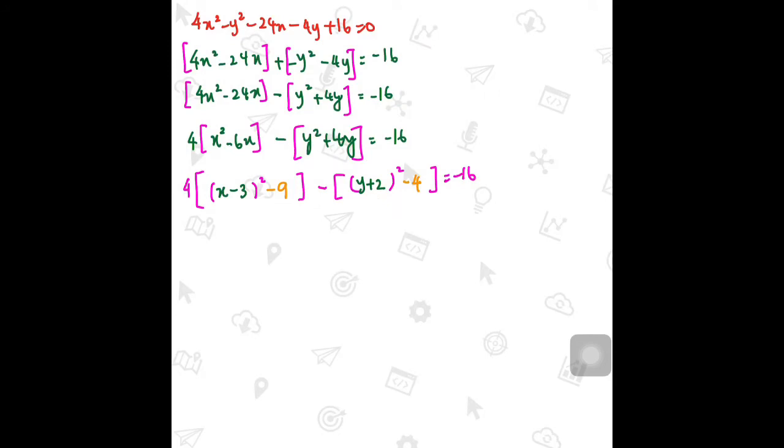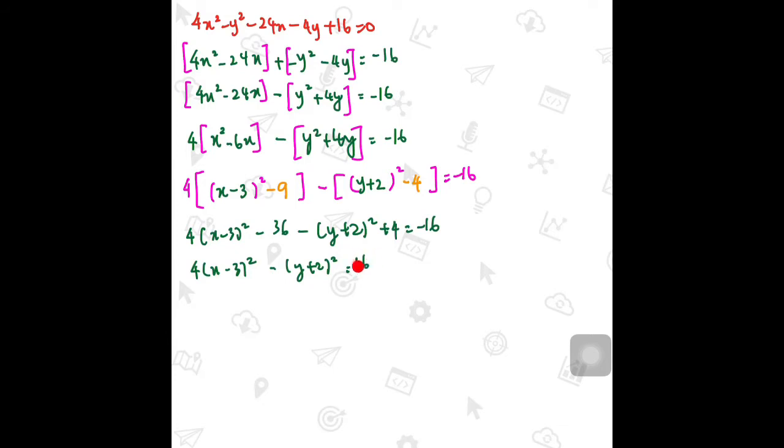Complete the square. So now let's multiply 4 inside here first. So it becomes 4 times (x minus 3) squared minus 36 minus (y plus 2) squared plus 4. So be careful when you open up this one, you need to multiply it correctly. So this is equal to minus 16. So now let us arrange everything. The x squared is there. The completed y is here. And let's bring all of the constant to your right hand side. So this will become 16.